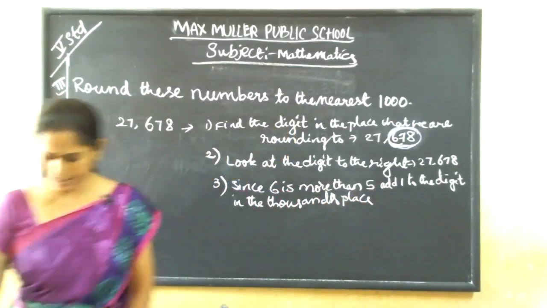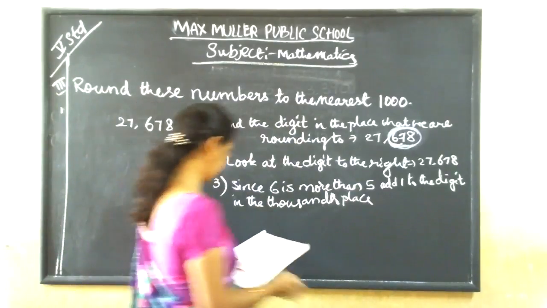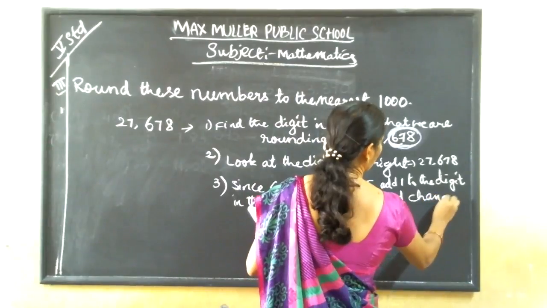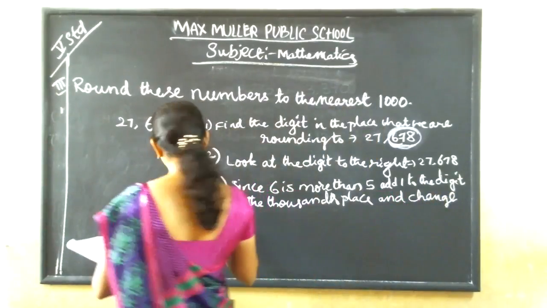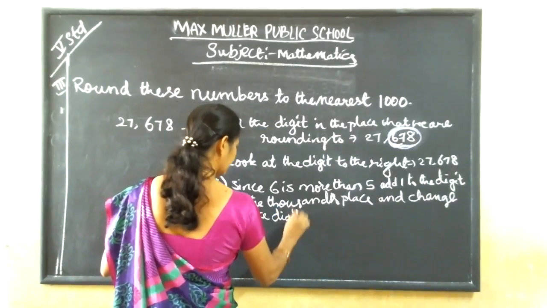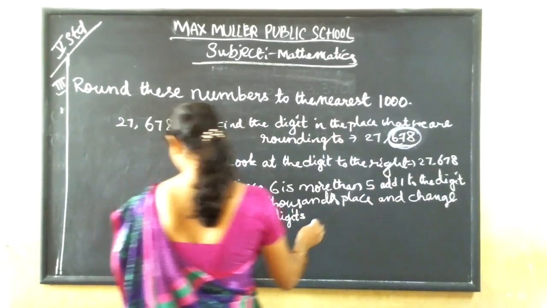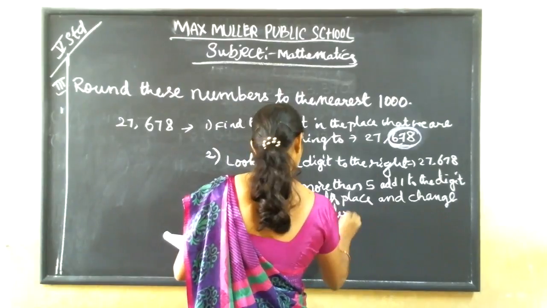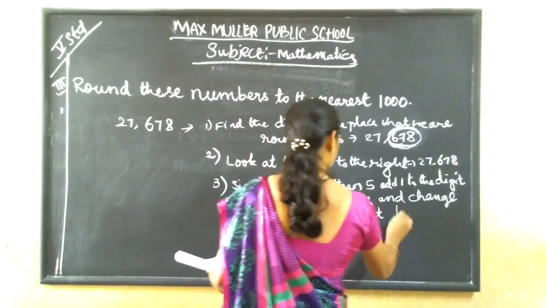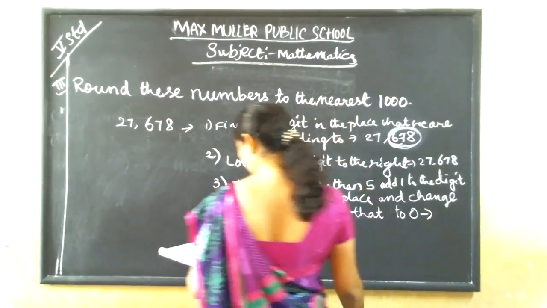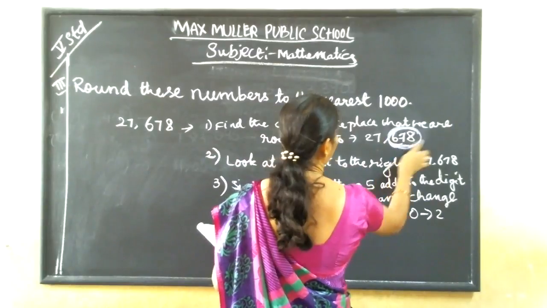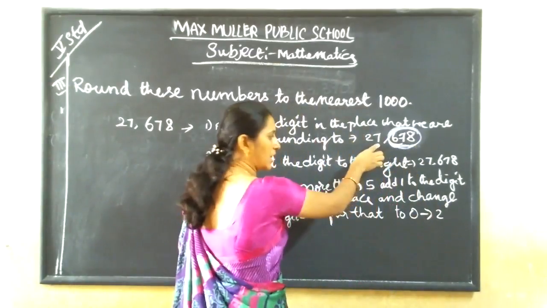In the thousands place and change all the digits after that to zero. So it has become 27,678. Add 1 to the thousands place, they have told.